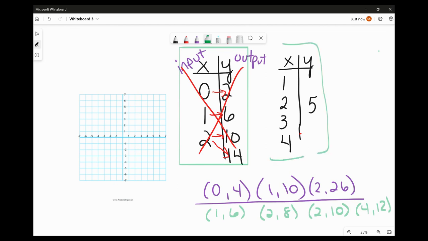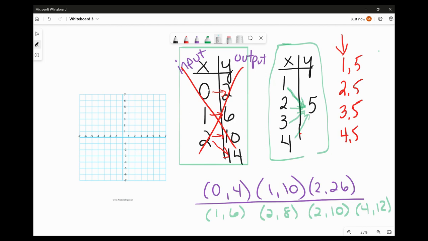Let's take a look at the next table. It looks like this. And so if we take a look, boy, that's a squiggly line. If we take a look here, 1 has an output of 5. And 2 has an output of 5. And 3 has an output of 5. And 4 has an output of 5. Notice that our inputs, 1, 2, 3, 4, 5, don't have more than one output.